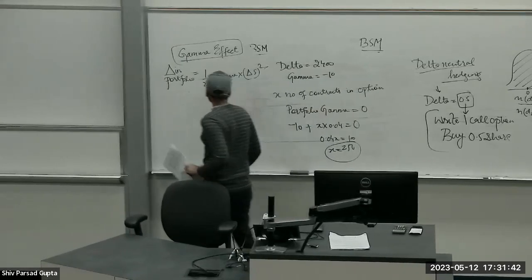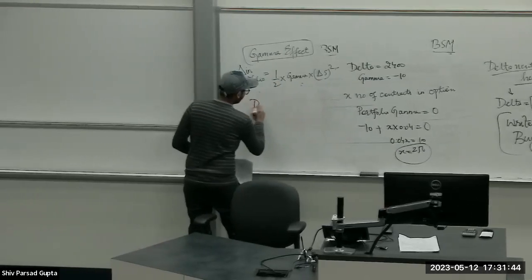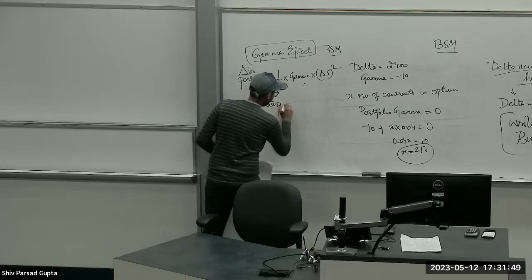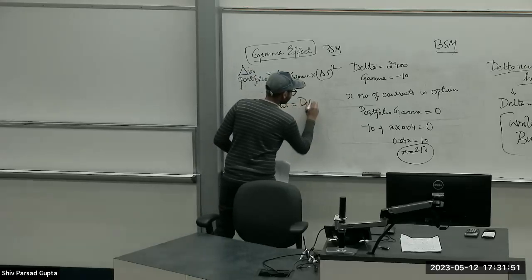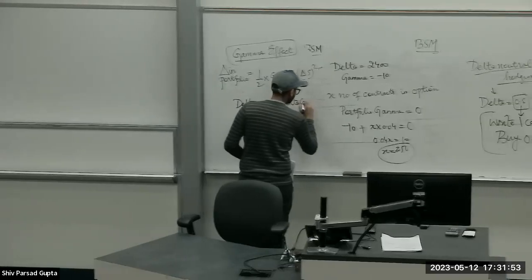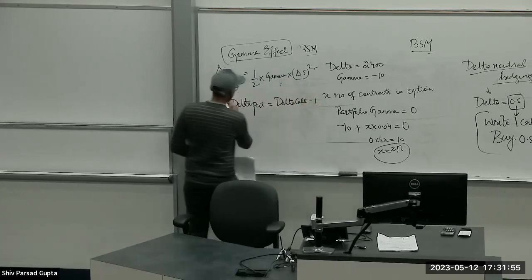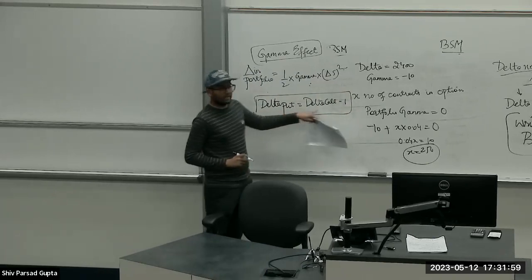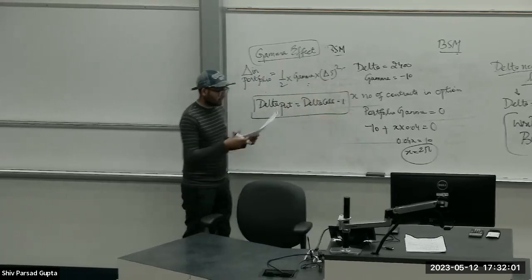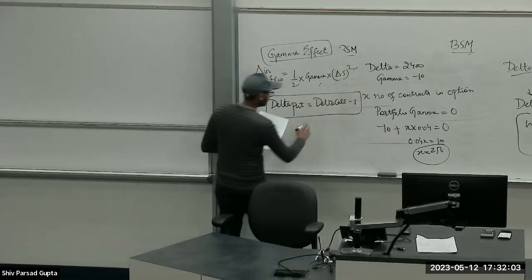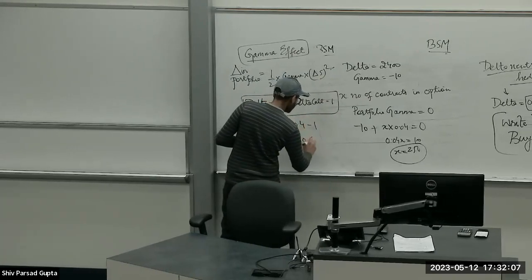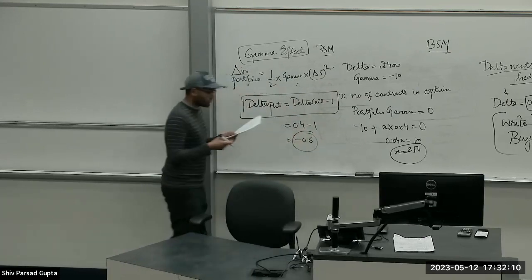So delta of put is equal to delta of call minus 1. So this is the formula. The delta for the put is equal to delta of the call minus 1. We have been given the delta for the call is 0.4, minus 1, so what we will be getting is -0.6. So the correct option will be option number C.